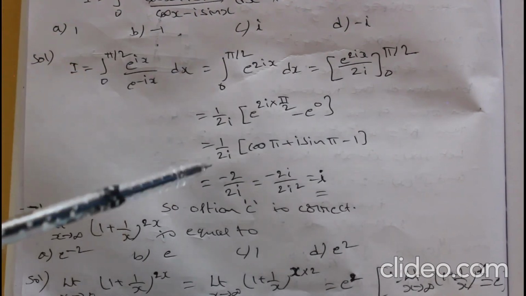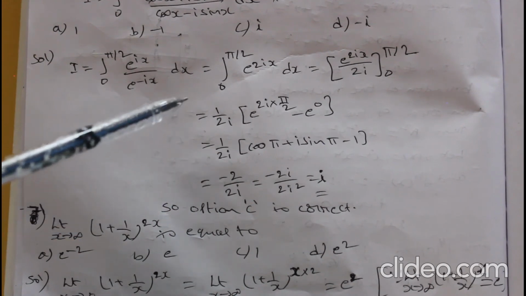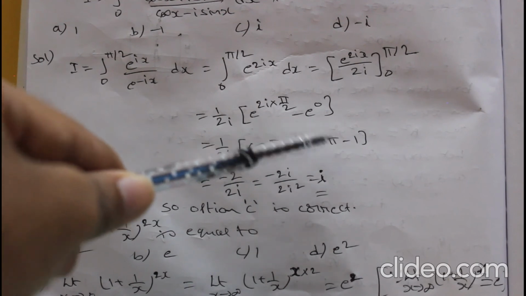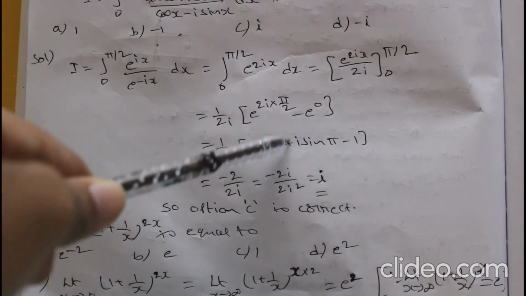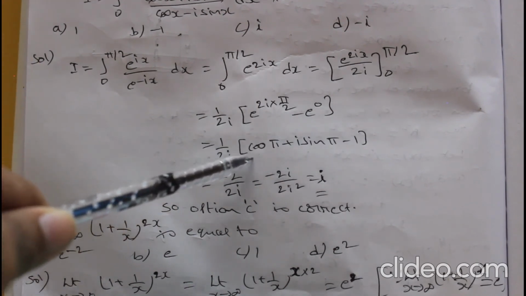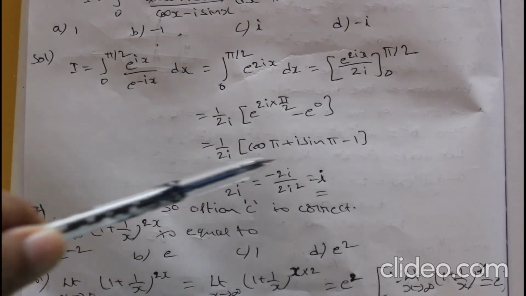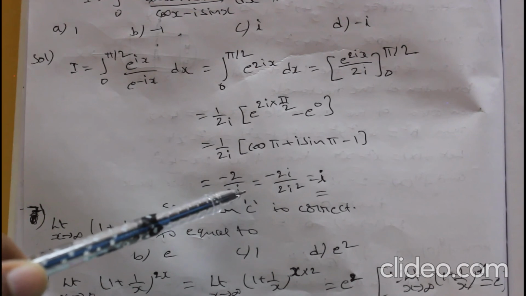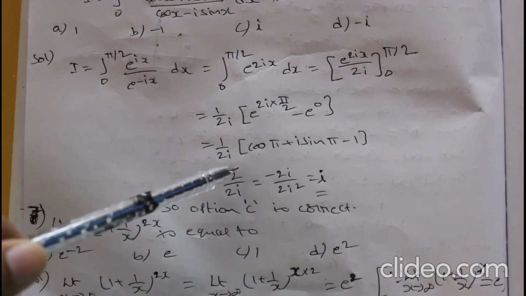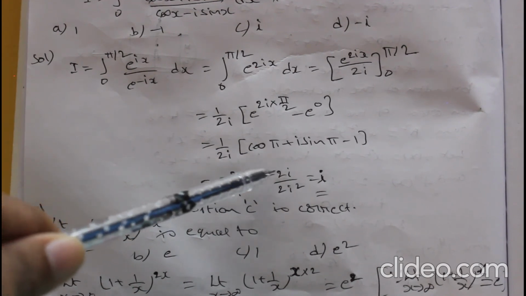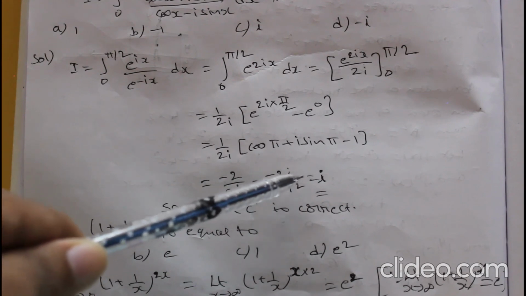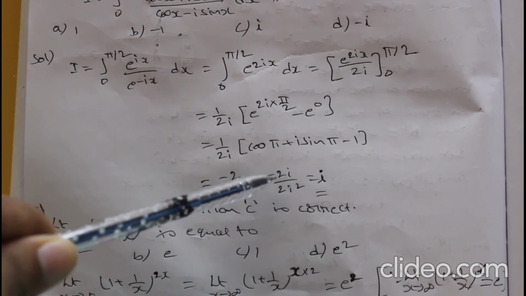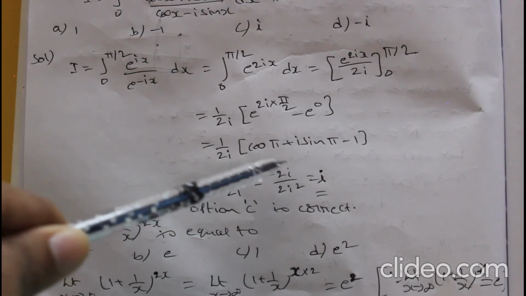Cos pi is minus 1, and sin pi is 0. So this term total will become minus 1, and here 1 and minus 1. So minus 2 divided by 2i, and if you multiply i on numerator and denominator, that will be minus 2i divided by 2i square. So i square is nothing but minus 1. So minus 2i divided by minus 2, so minus 2 gets cancelled.